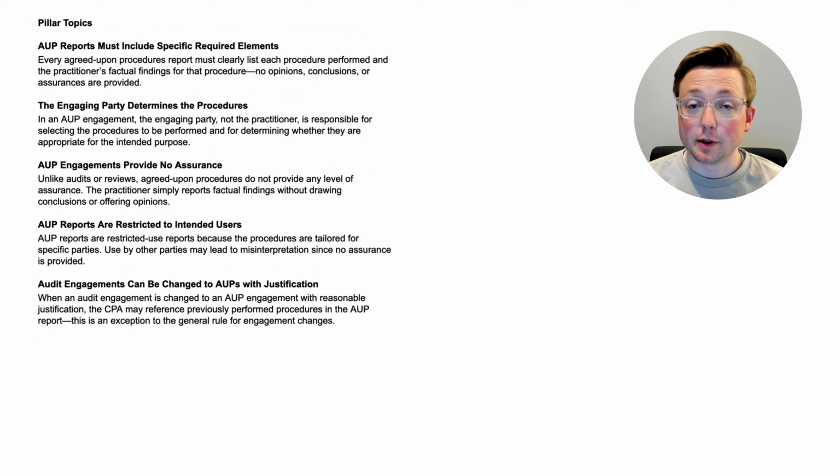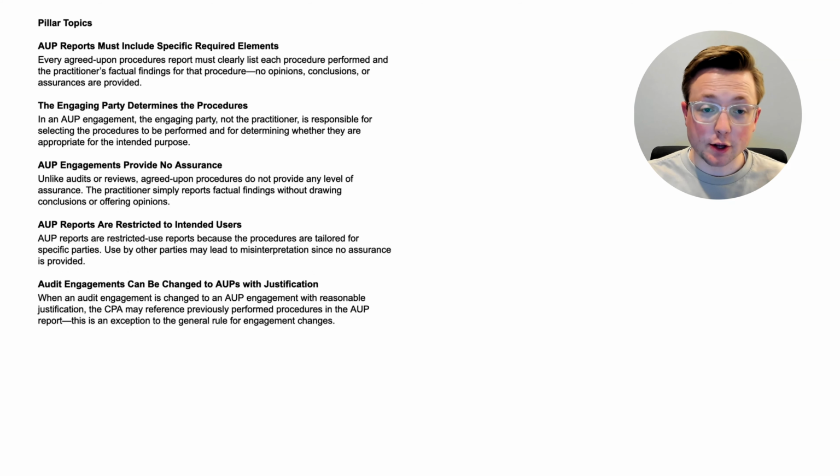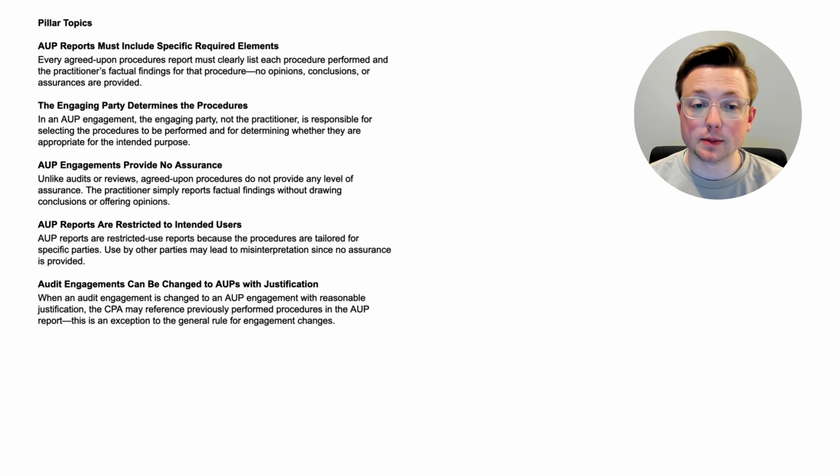All right, here we are at the pillar topics. Let's just dive straight in. First off, AUP reports must include specific required elements. We talked about that in question 1. Let's go over that one more time. Every agreed upon procedures report must clearly list each procedure performed and the practitioner's factual findings for that procedure. No opinions, conclusions, or assurances are provided.